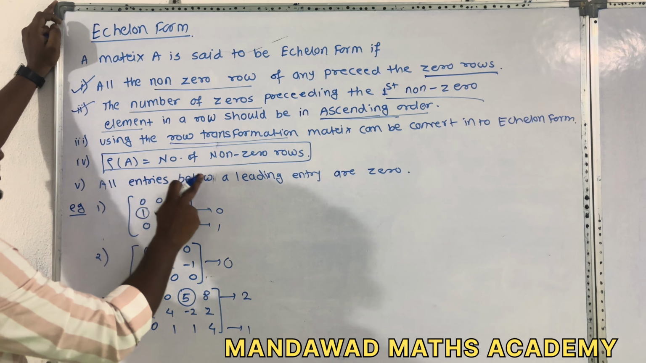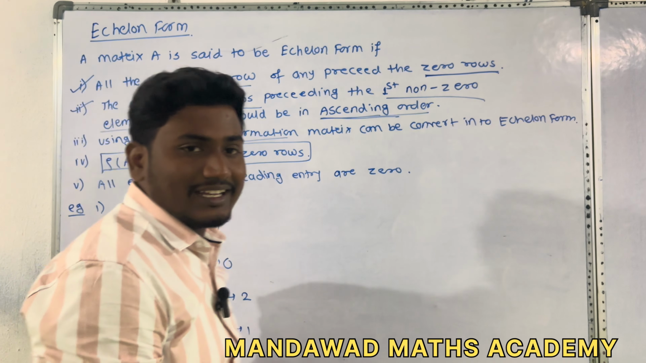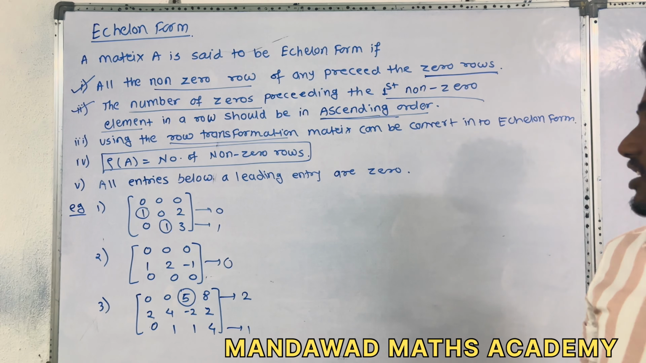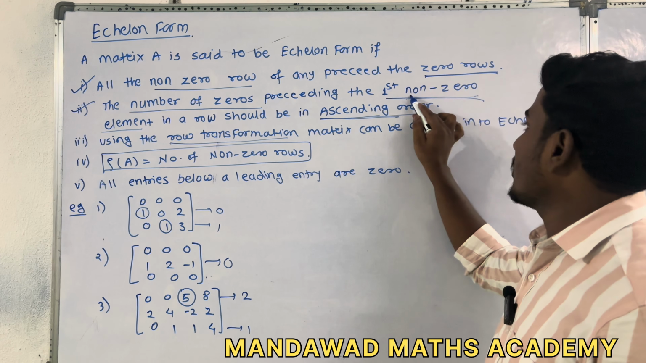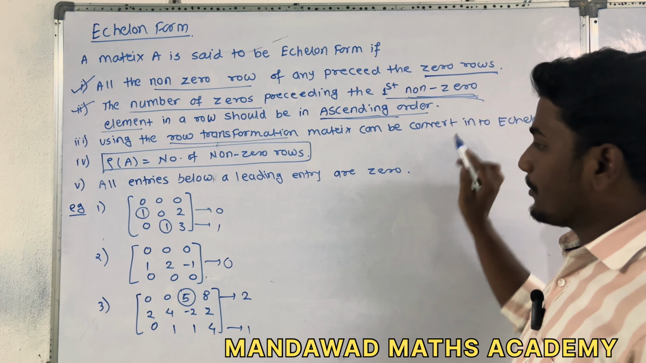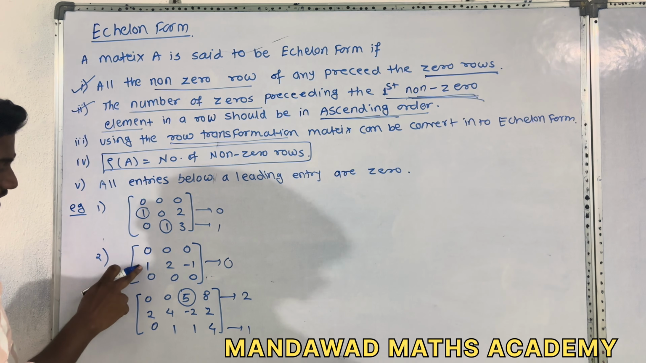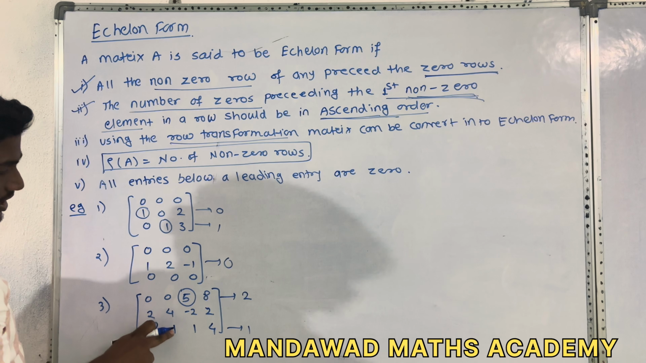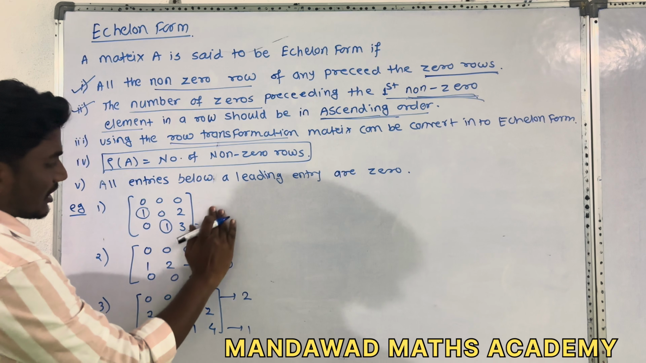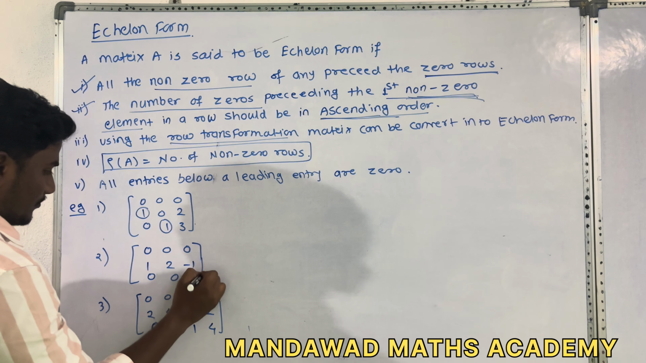Next, all entries below the leading entry are 0. What is the leading entry? The leading entry is the first non-zero element in the row, and that is called the leading element. What is the leading element here? 1. Here the leading element is 1. Here the leading element is 5. Here 2. Here 1. You can convert the given matrices into echelon form.